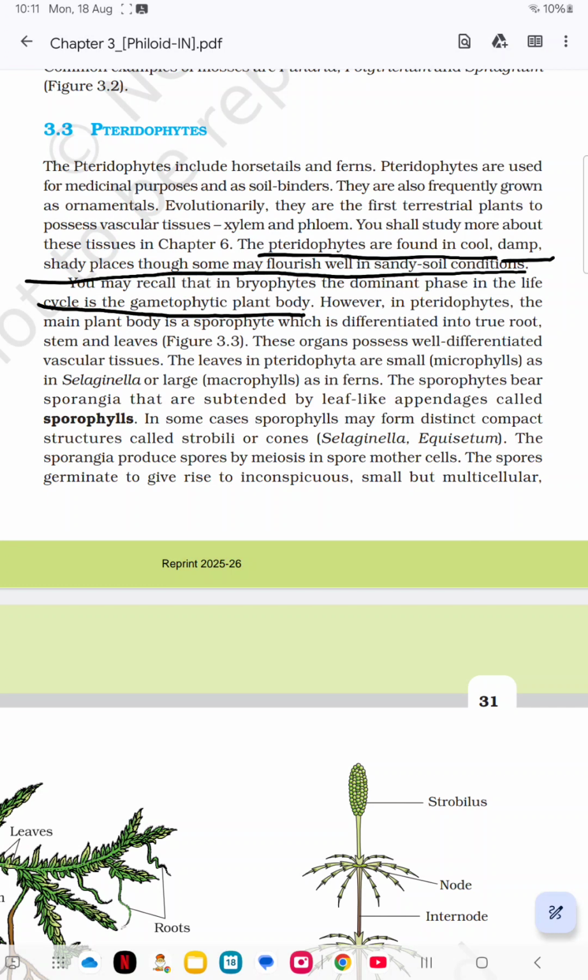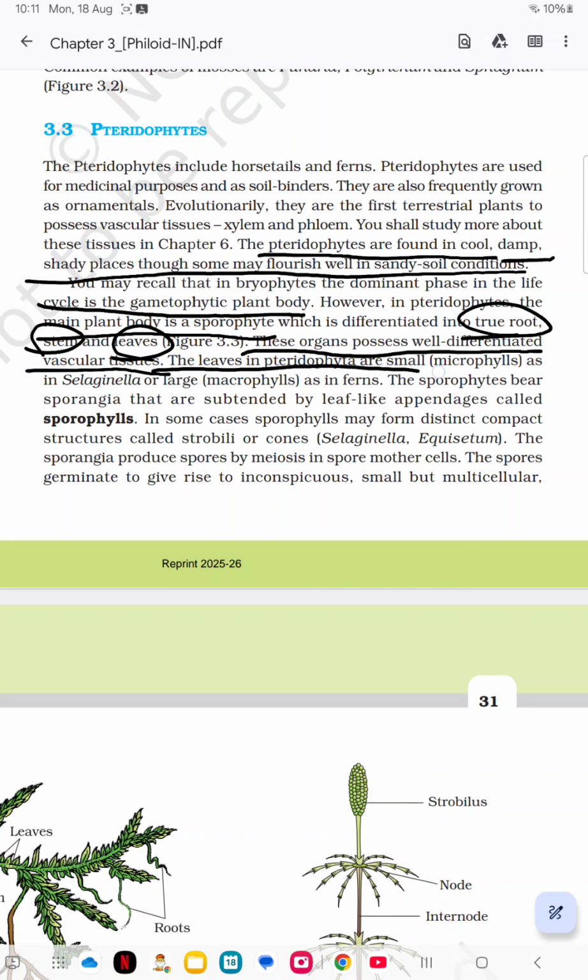However, in pteridophytes the plant body will be the sporophyte, which contains true root, stem and leaves. Whereas in the bryophytes they lack true root and stem, but act like root-like, stem-like and leaf-like organs. These organs in pteridophytes possess well differentiated vascular tissue, both the xylem and the phloem.